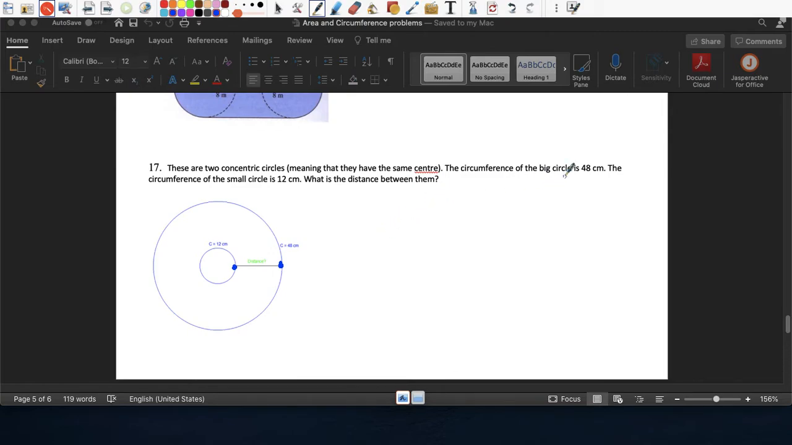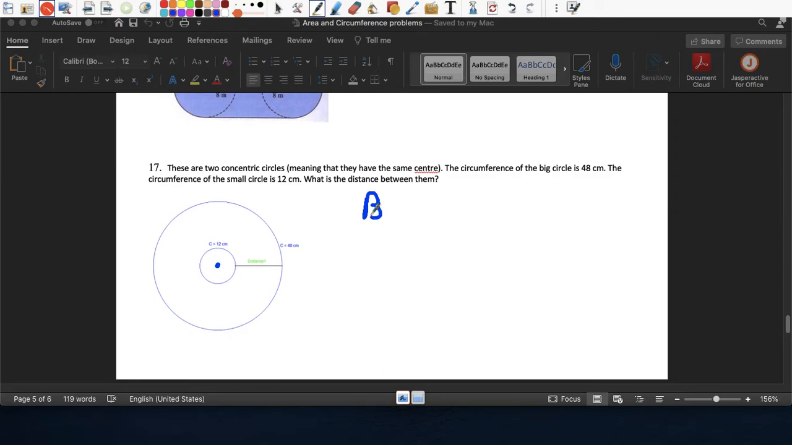So the circumference of the big circle is 48 centimeters. The circumference of the small one is 12. We need to find the diameter, of course. So let's do the big circle. So the center is here. Let me put a dot right in the middle because that's our center. So let's find the diameter of the big circle.